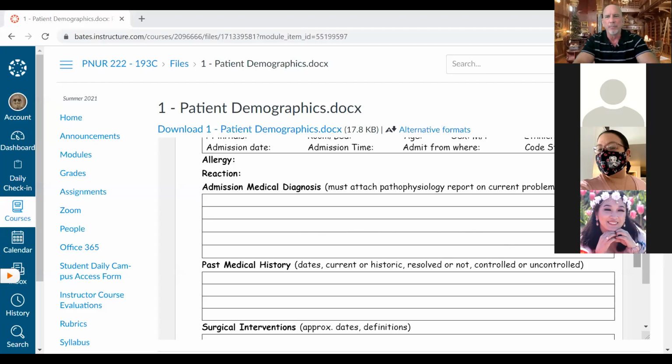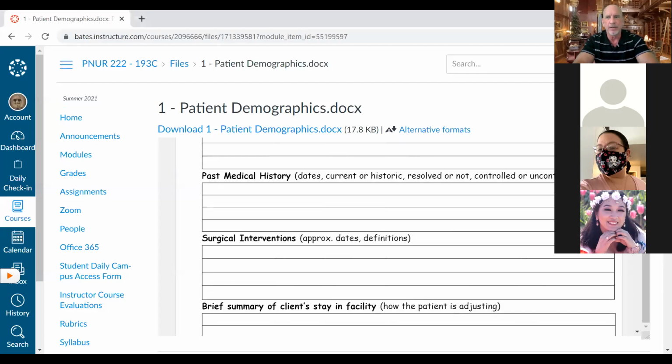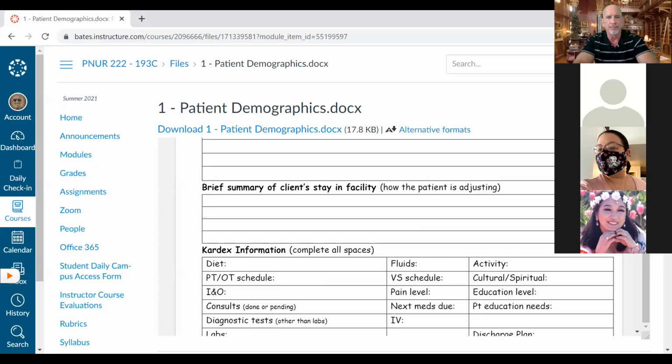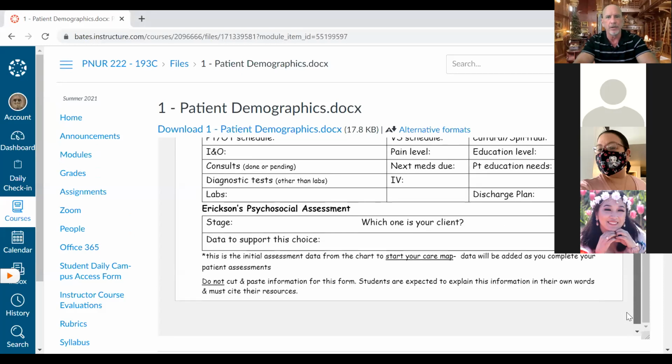Okay, here's the blank form. Got it. This is the one you're going to be filling out. As you go down here, you get to the Cardex, and then here's Erickson's stage again. So you want to tell us what stage they're in, because they may not be in the 65 to death stage. They may be dealing with intimacy issues or family issues or relationship issues. So just pick out whichever stage you think is most appropriate for them and put that in here.